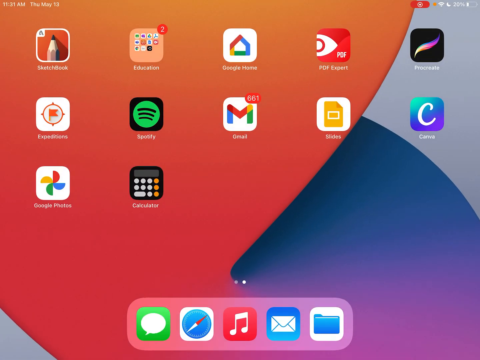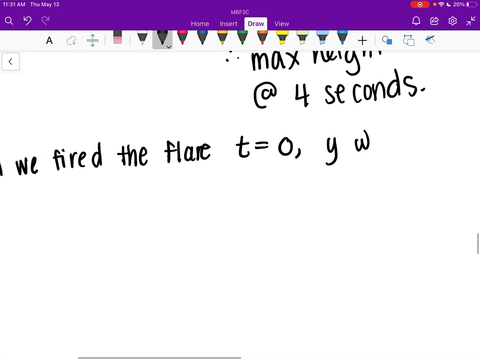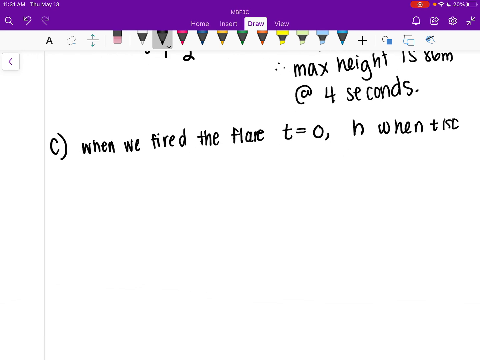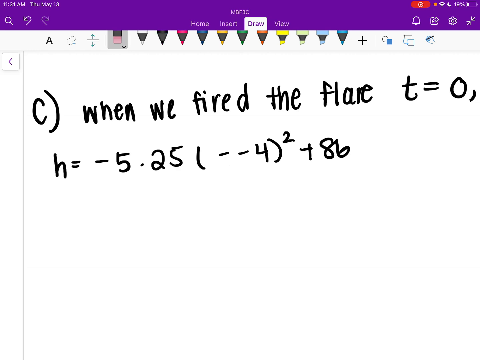So we're looking for h when t is 0. So let's just plug the value into the equation. So let's say, okay, h is equal to negative 5.25 times (t minus 4) squared, plus 86. So I'm just going to sub in t and change this t to 0. Right? And I'm just going to solve for h.